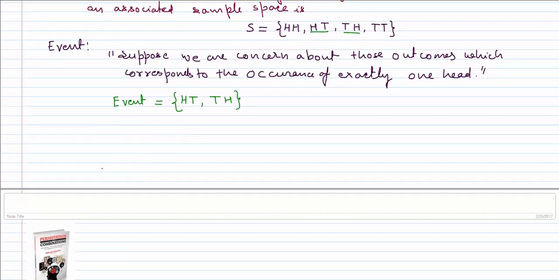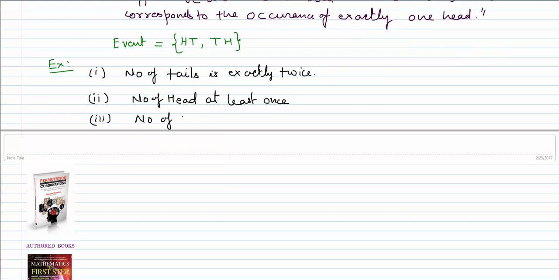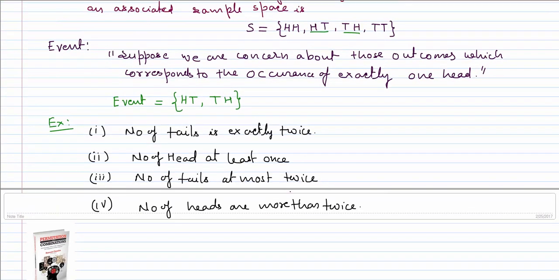Now let us have other questions related to the experiment. First question: the number of tails is exactly 2, exactly twice. Second question for the event: the number of heads is at least 1, at least once. Third question: the number of tails is at most 2, at most twice. And the last question: the number of heads is more than 2, more than twice. These are the questions that we have in our mind.